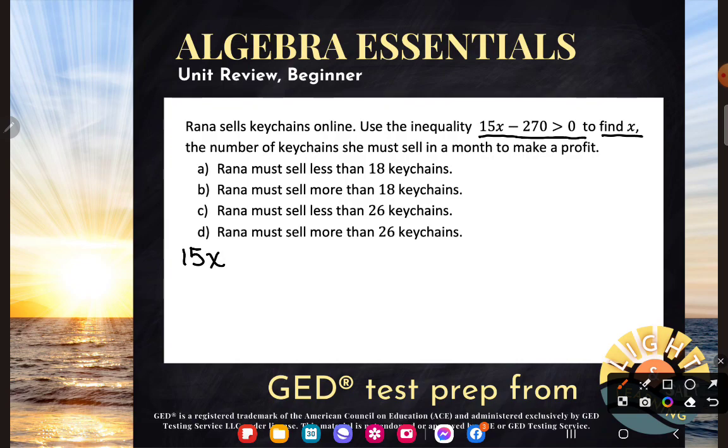15x minus 270 is greater than 0. And let's solve it for x. Let's get x alone on its side of the inequality symbol. So we can see that there's two numbers over there on the left hanging out with x. And it's a really straightforward example. There's no simplifying to do. The letter's only on one side. All we have to do is work to get the numbers away.